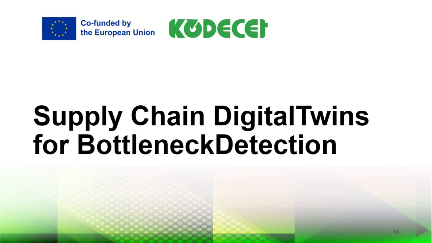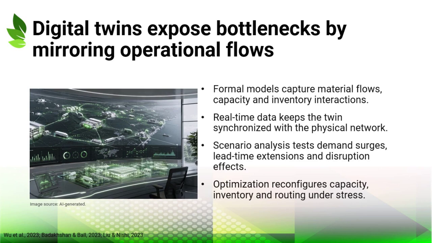This section will explain how supply chain digital twins detect bottlenecks. Simulation-centric twins mirror flows, capacity, and inventory so decision makers can identify congestion and test improvements virtually. Digital twins expose bottlenecks by creating a high-fidelity mirror of the physical supply chain. Formal models describe how materials, inventory, production capacity, and demand interact across stages. Real-time data keeps the model synchronized with current operating conditions.